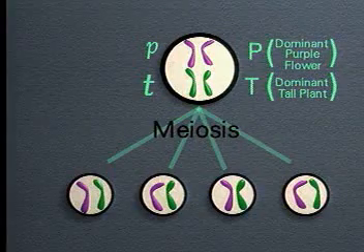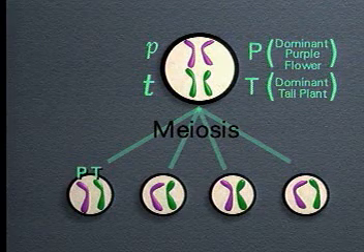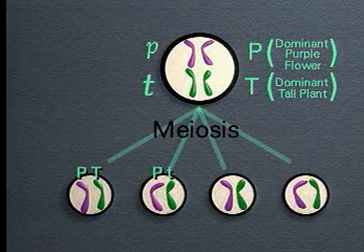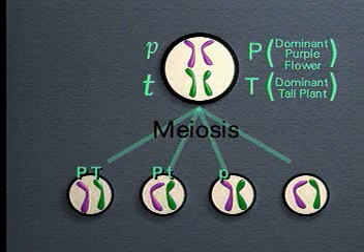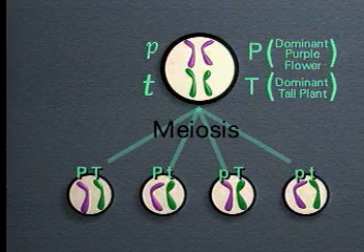Now, if both of these are heterozygous plants, what are the possible genotypes of the gametes that each of these plants would produce? Well, the alleles would separate, so any kind of P could go with any kind of T. That gives us 4 possible combinations from each parent. Capital P, capital T, capital P, small t, small p, capital T, and finally, small p, small t.